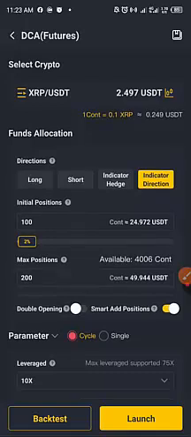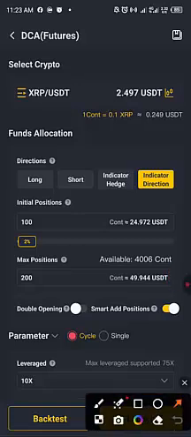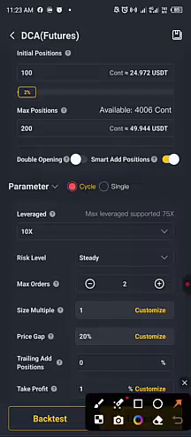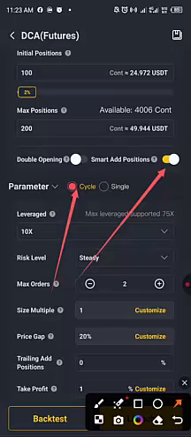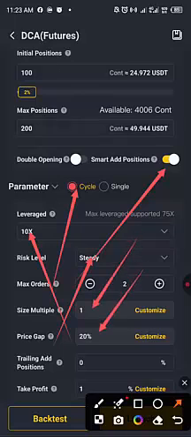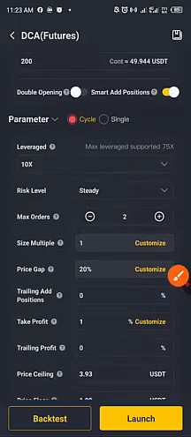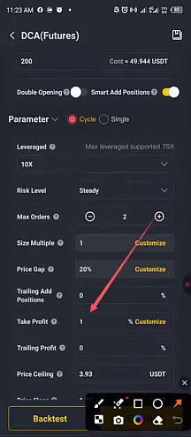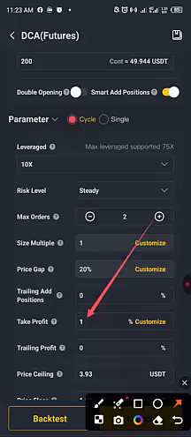Our position is indicator direction. We have set the amount we are trading with at 25. Then what else is there? We have initiated smart add position. We have set it on cycle. We have changed our risk to steady. We've changed leverage to 10. We've changed size multiple to 1. Price gap to 20%. And then our take profit, we put it on 1%. So once it goes 1% above, just take my profit and wait for the next move.